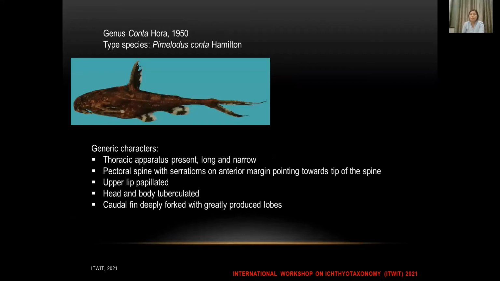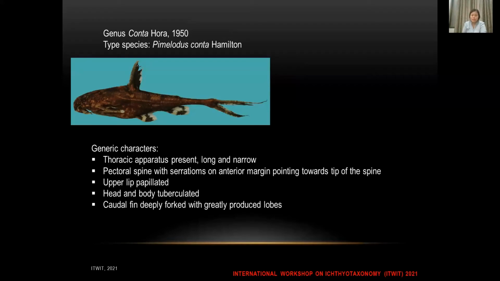Then coming to the genus Conta. Actually, Conta, Erythistes, and Erythistoides look very similar, and people get confused. So what is the difference? Among the 3, Conta has a thoracic adhesive apparatus, which is very long and narrow. But Erythistes and Erythistoides won't have a thoracic adhesive apparatus. So they differ according to their pectoral spine ornamentation, which I will deal with now.